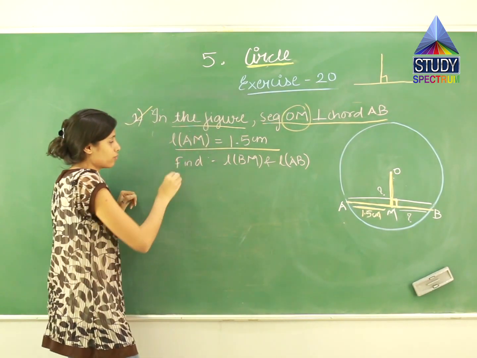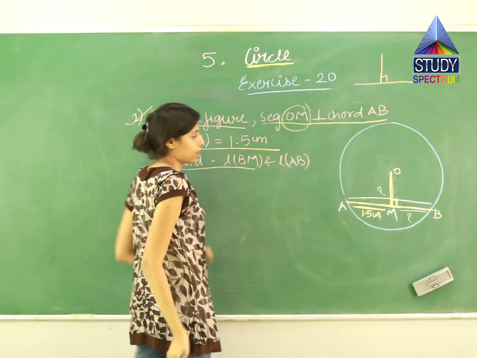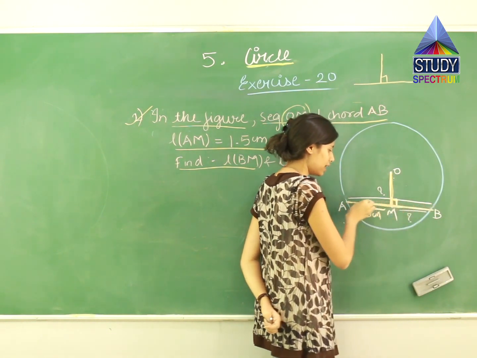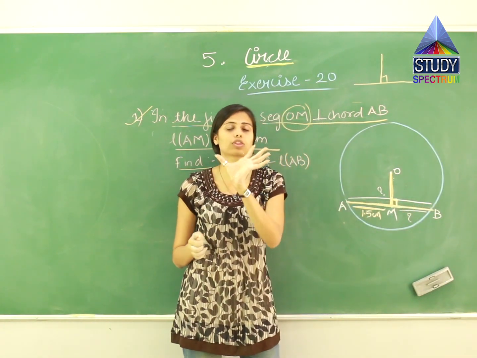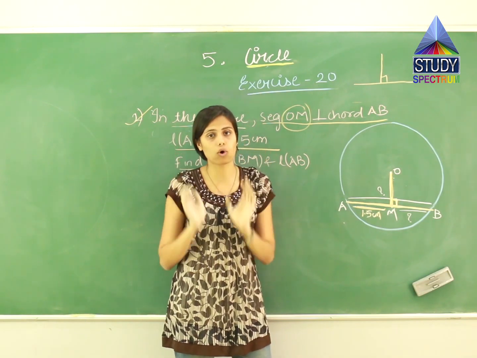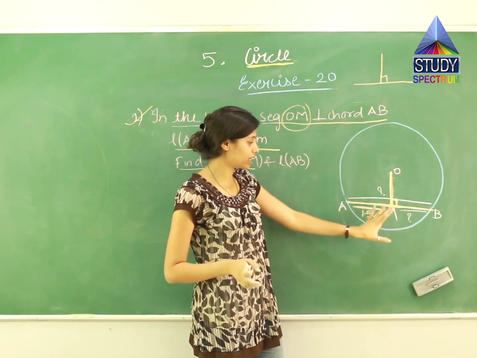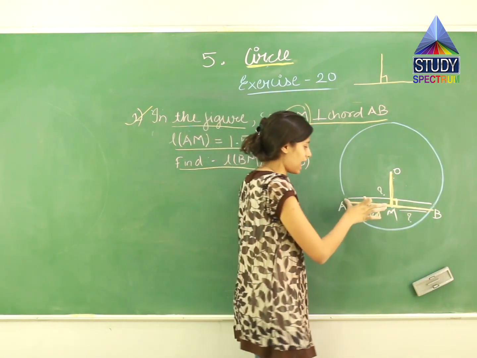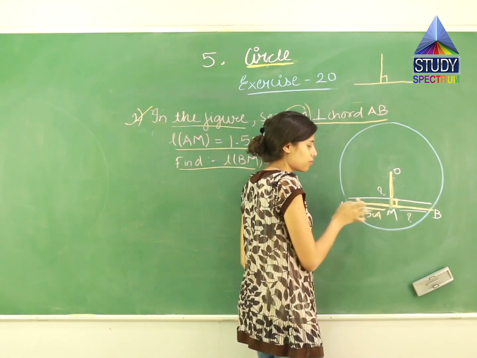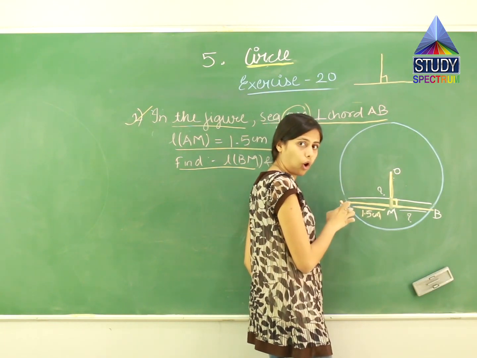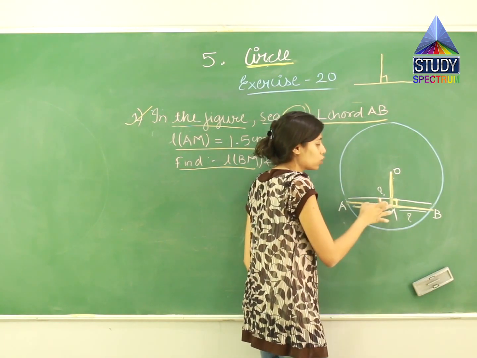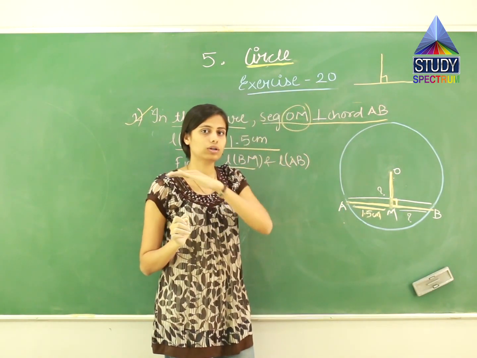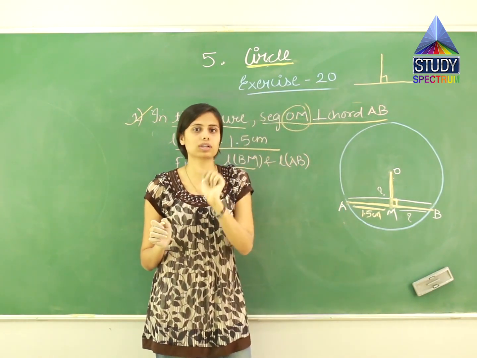Now let us read the question further. They are asking you to find AB. What is AB? This is the chord AB. So they are telling us to find the length of the chord AB, means the whole chord AB. Remember, they have not given 1.5 as the whole chord AB. 1.5 is AM, which is the distance from the first point of the chord on the circumference to the perpendicular point, where the perpendicular drawn touches the chord.